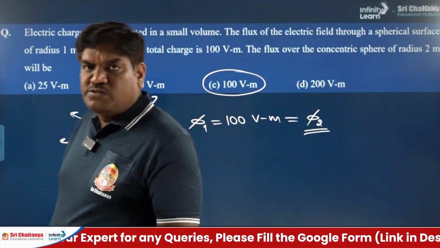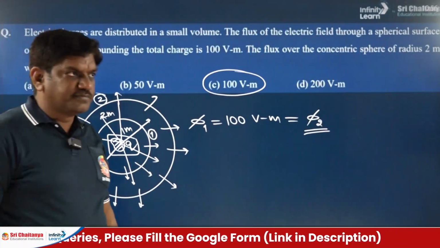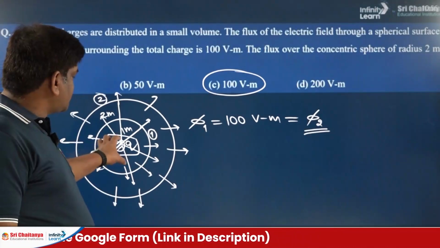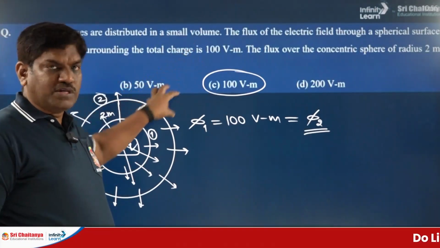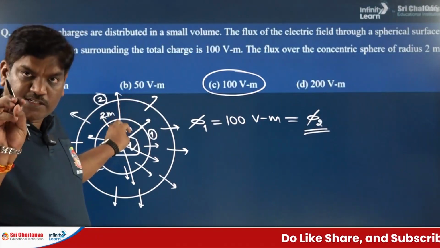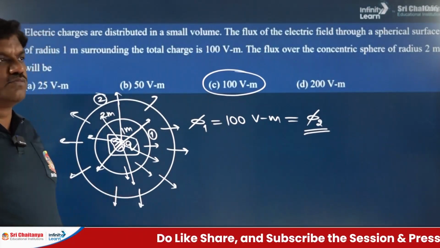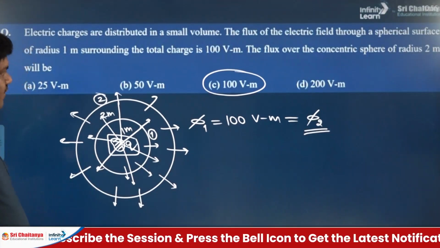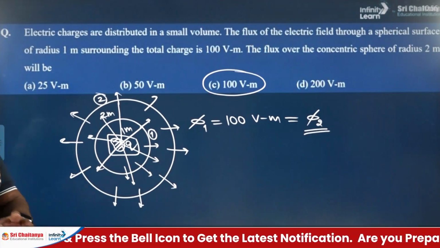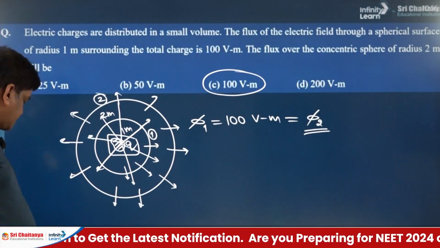100 voltmeter means no calculation is needed, just concept. Understand? You can say, sir, this charge may be bigger also, but they clearly mentioned that it is in the small volume, means it is inside sphere 1 as well as inside sphere 2, means it is somewhere near the center. Alright. So total flux across both the spherical surfaces becomes the same. Let's move to the next problem now.